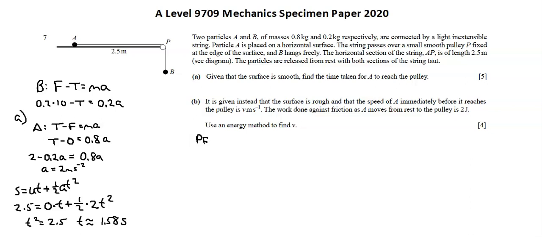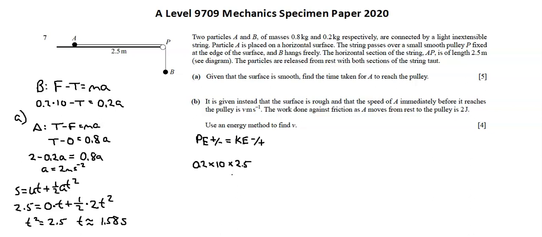For part B, my energy method will be the relationship between potential energy and kinetic energy, showing that potential energy gain or loss is equal to kinetic energy loss or gain. We have a loss of potential energy in particle B as it falls. That loss is 0.2 kilograms times 10 for gravity to get to newtons times a distance of 2.5. Particle B will drop 2.5.